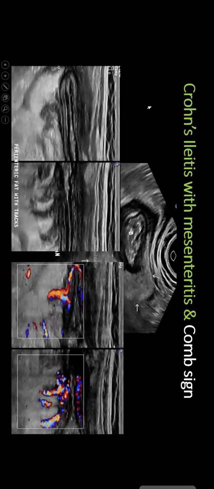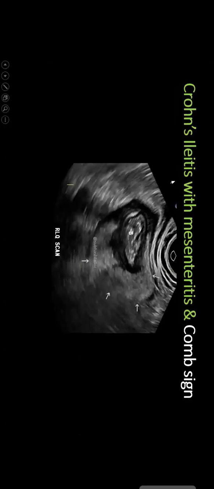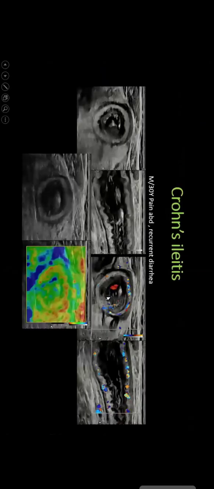So in Crohn's ileitis, we always see the comb sign. When there is transmural spread of the inflammation to the mesentery side, there is thickening of the mesentery. And through the mesentery, we can see the vessels entering, vasa recta entering. So these vessels become more conspicuous, and we will see a comb sign like that.